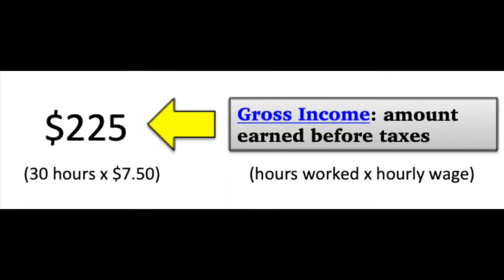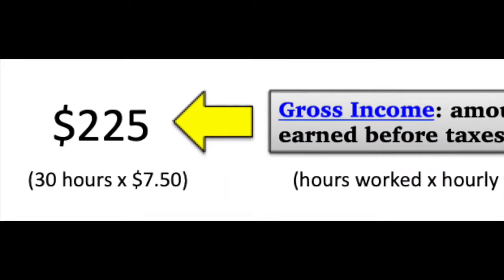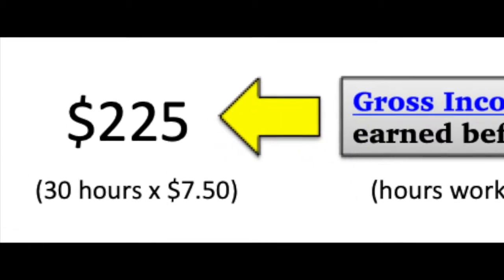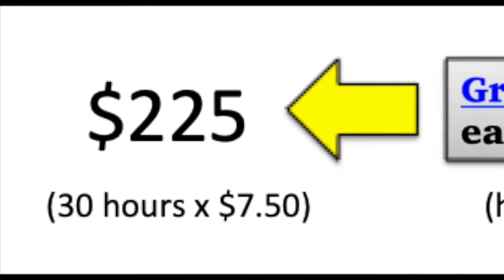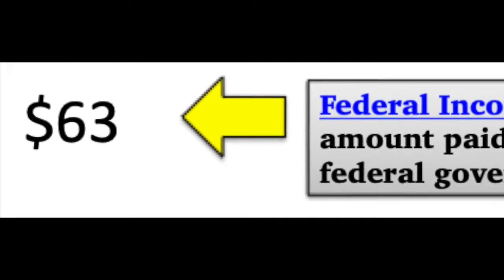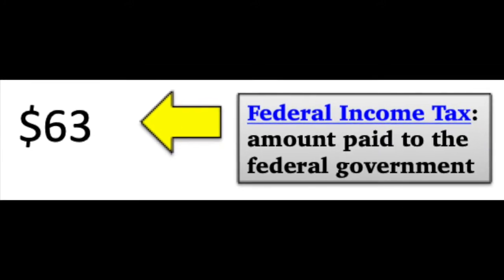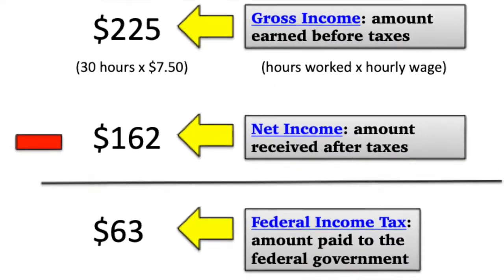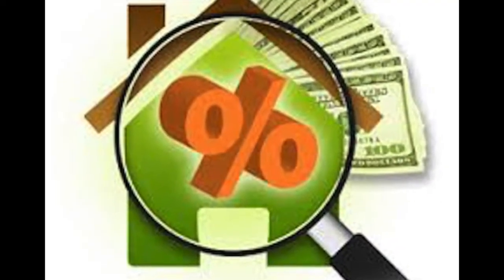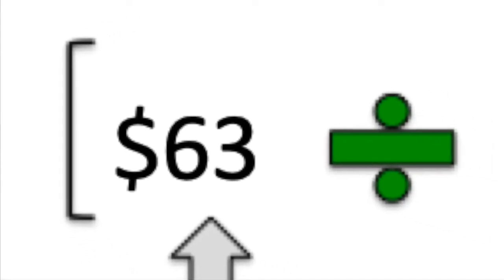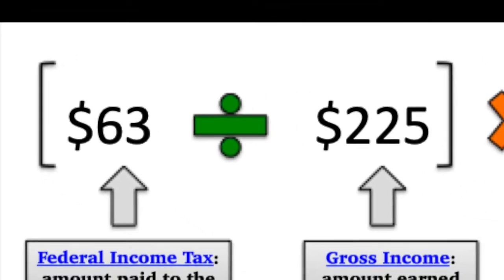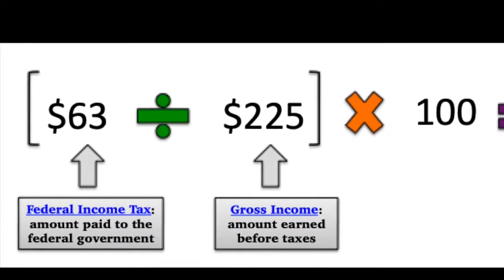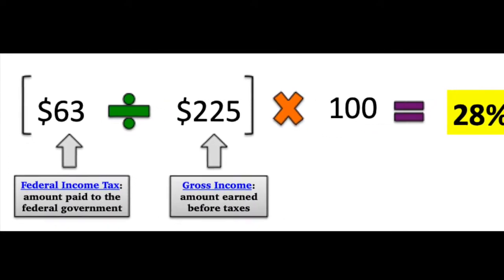Your gross income is calculated by multiplying the hours worked by your hourly wage. So that's 30 hours times $7.50 equaling $225. You determined you paid $63 in federal income tax by subtracting your net income from your gross income. So that's $225 minus $162 equaling $63. To determine what percent of your paycheck you paid for federal income tax, divide the amount of federal income tax by your gross income and then multiply by 100. So that's $63 divided by $225 times 100 equaling 28%.